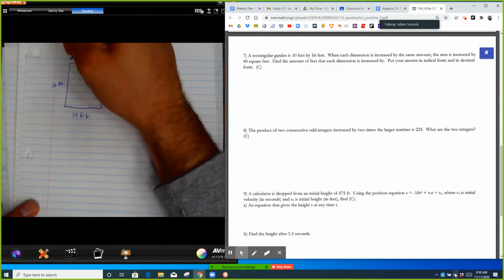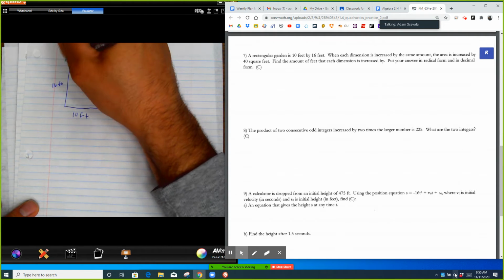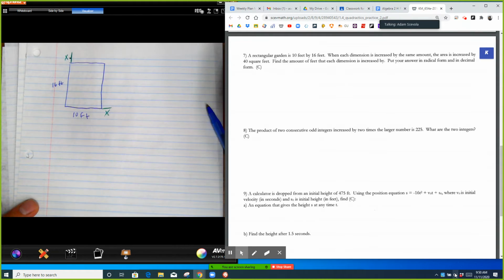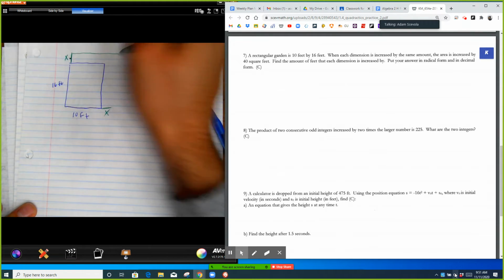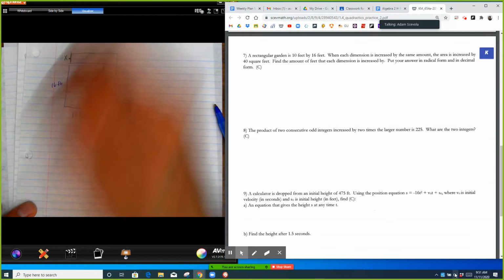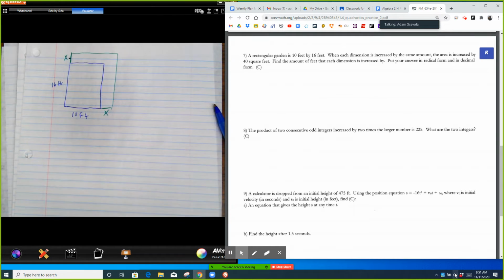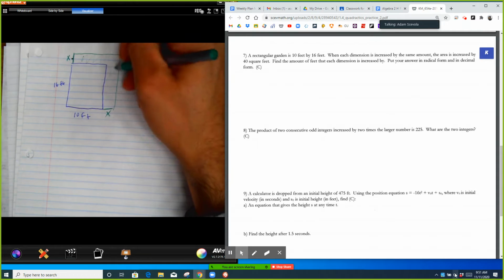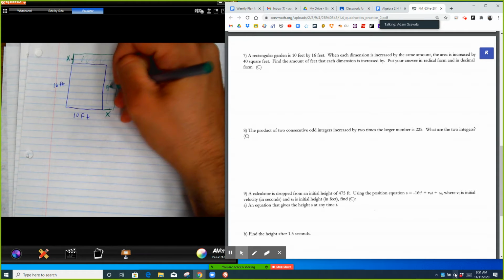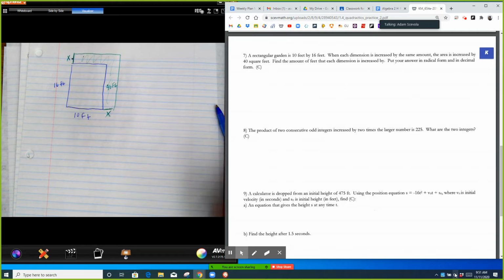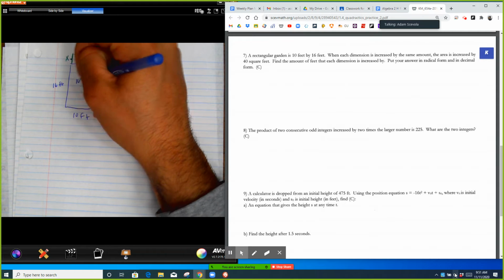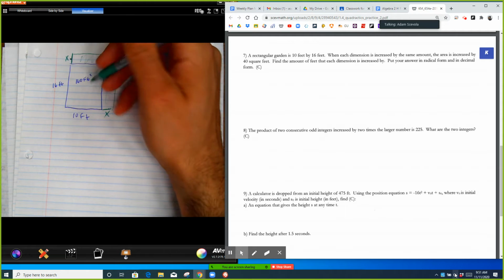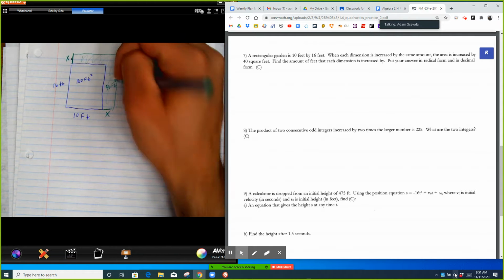the width. And it says that when you increase the dimensions by that much, the area increases by 40 square feet. So that means this L shape is going to be 40 square feet, right? And we know that this rectangle is 160 square feet. So now we have to come up with an expression that'll help us find x. You could come up with an expression for this weird L shape, and I'll show you how to do that later.